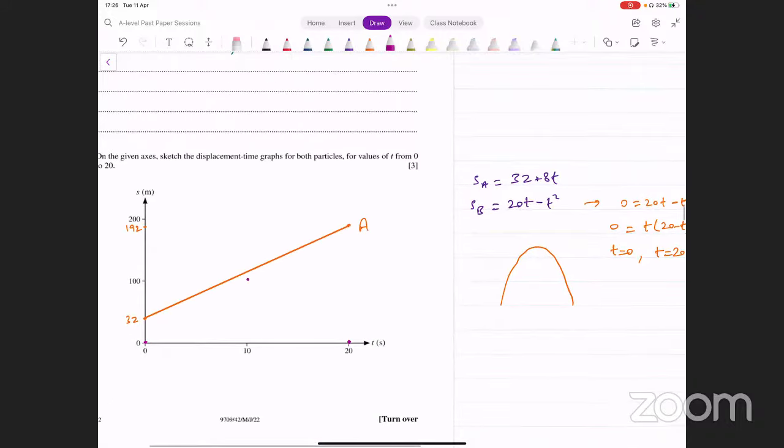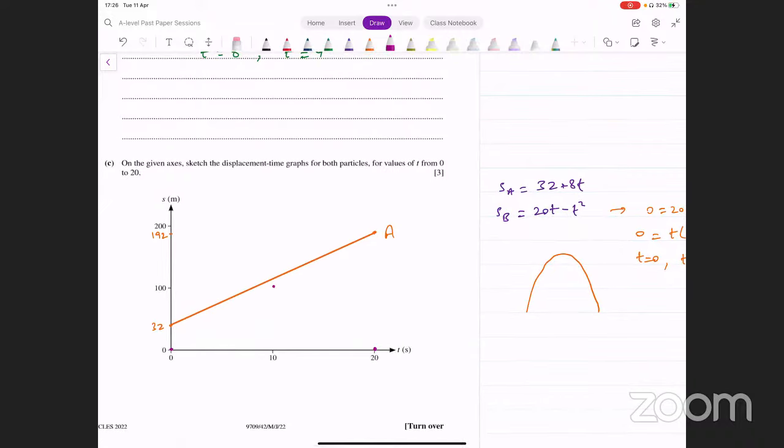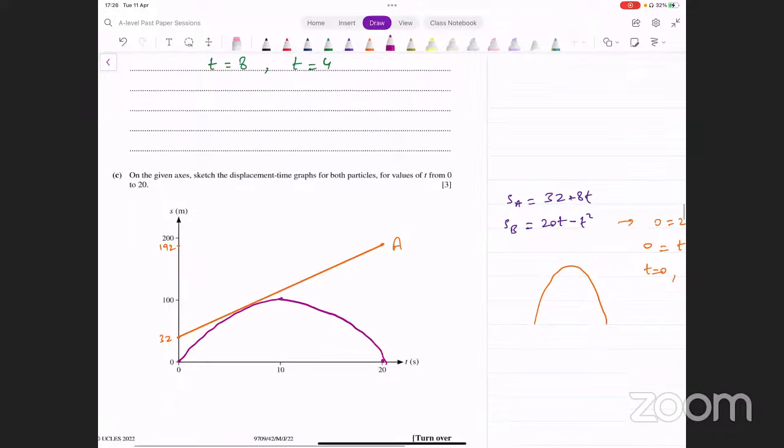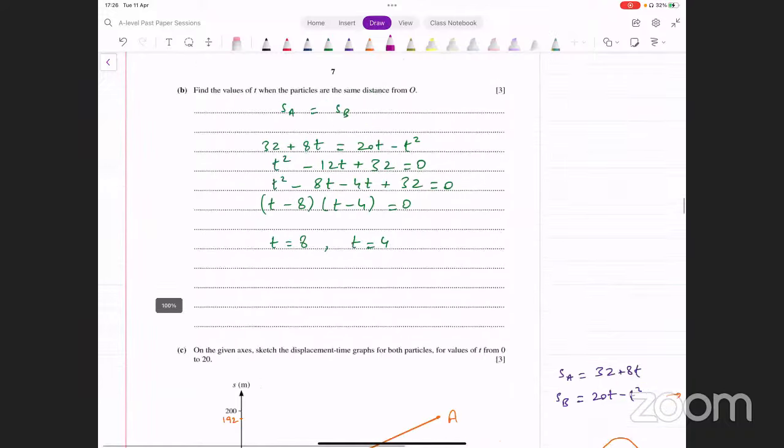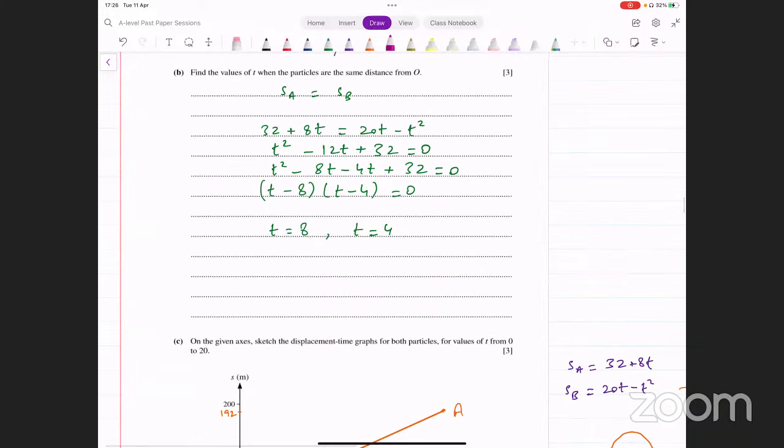अब देखें, you have to be again a bit careful. आप इसको इस तरह नहीं बस draw कर देंगे, that would be wrong because you've just proved in the previous part कि इनकी displacements equal होती हैं 2 points के ऊपर. Time equals 8 के ऊपर और time equals 4 के ऊपर दोनों की displacements equal हैं.